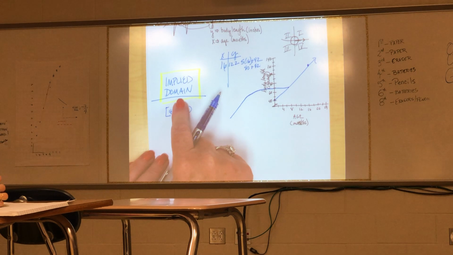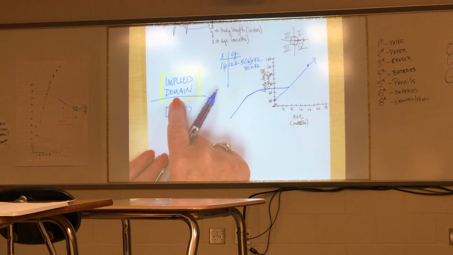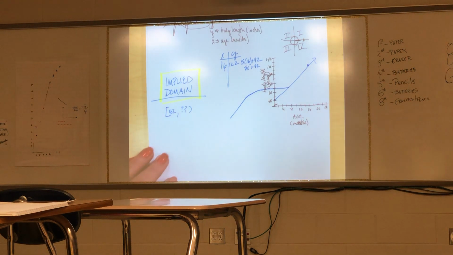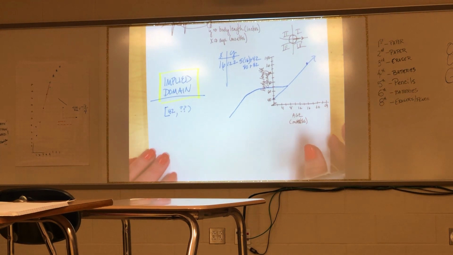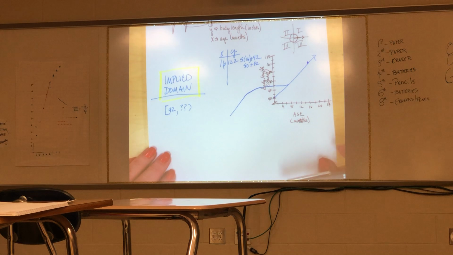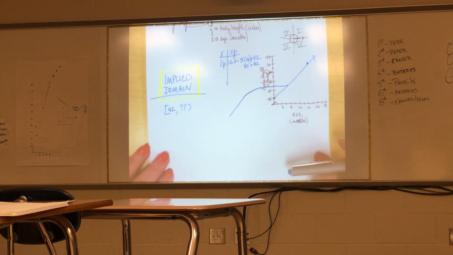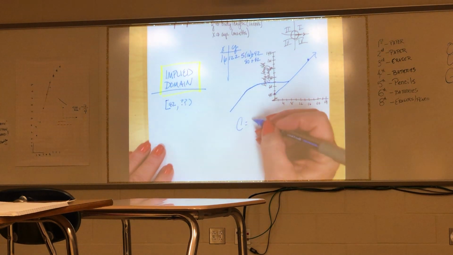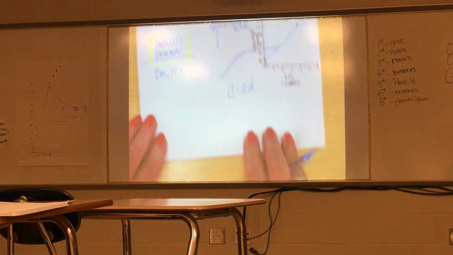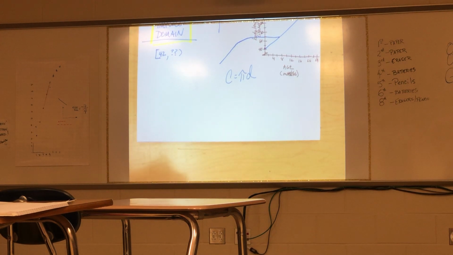What kind of problems are going to have an implied domain? Real life problems, that's exactly right. Real life problems will have an implied domain, okay? So, like if I were talking about the circumference of a circle, C equals pi times D. Who's my domain, C or D?